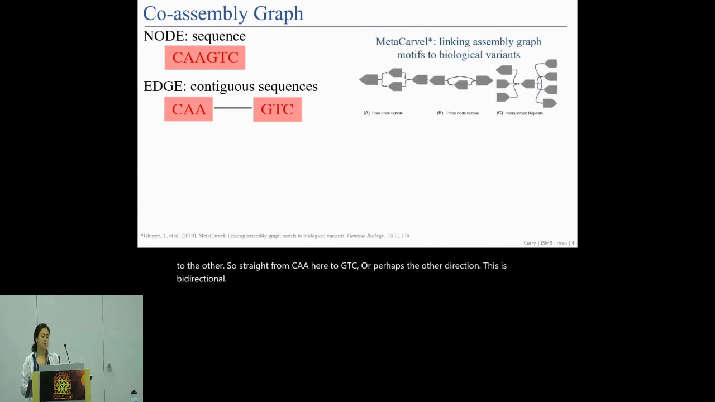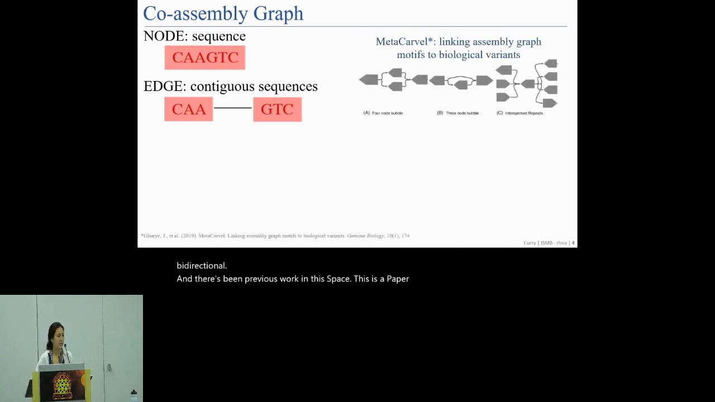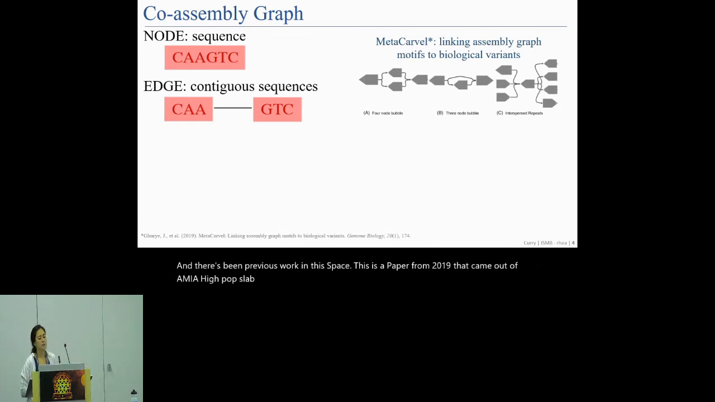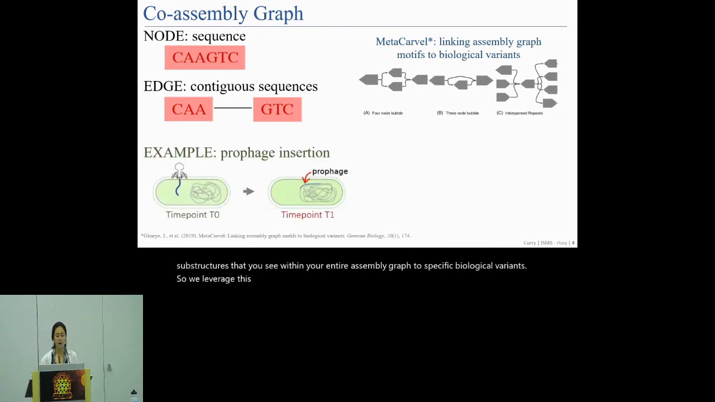And there's been previous work in this space. This is a paper from 2019 that came out of Mihai Pop's lab, and they're linking specific motifs of the graph, so certain substructures that you see within your entire assembly graph, to specific biological variants. So we leveraged this idea to come up with ours, and I'll walk through this example of a prophage insertion, since this is a type of structural variant that I think you tend to see in a microbial community.